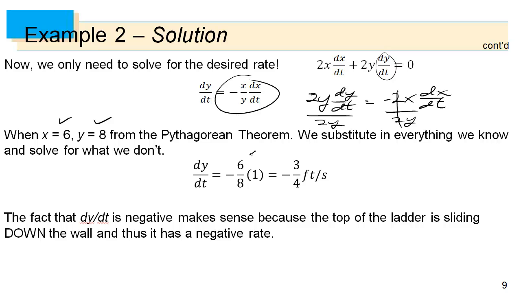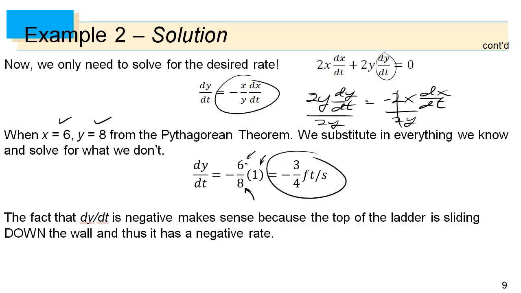Well, you plug in the 6 for x, the 8 for y, and the 1 for the rate they told you. The bottom of the ladder, the dx/dt, was moving at 1 foot per second. You plug all that in, and you get the top is moving at negative 3/4 feet per second.